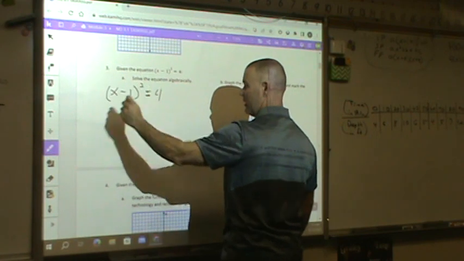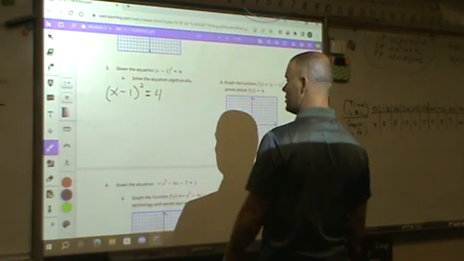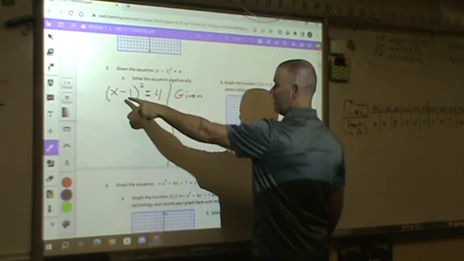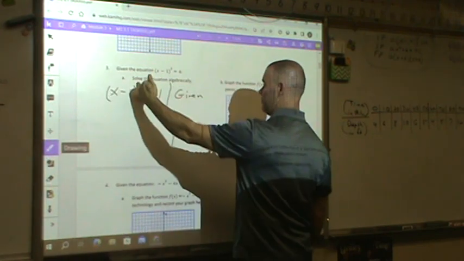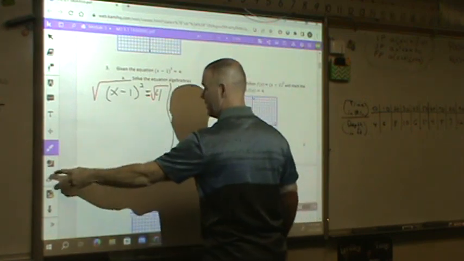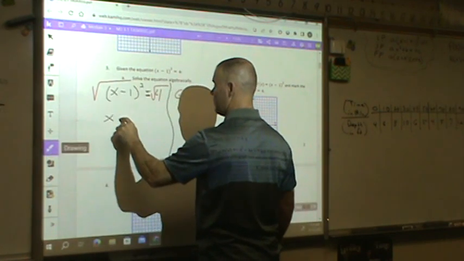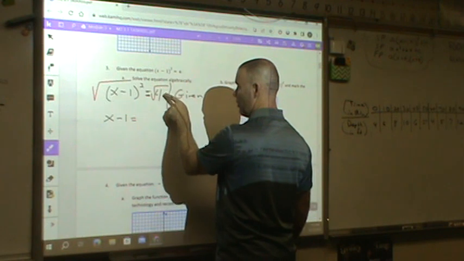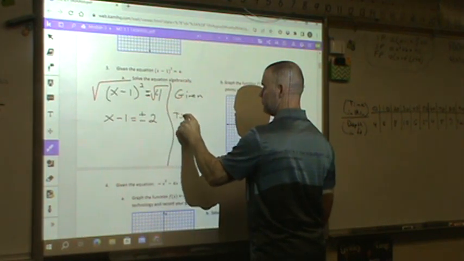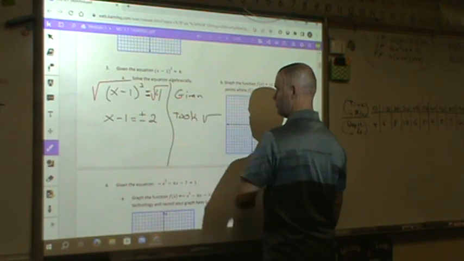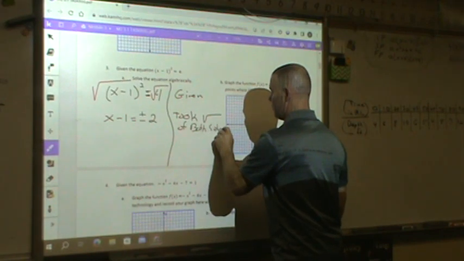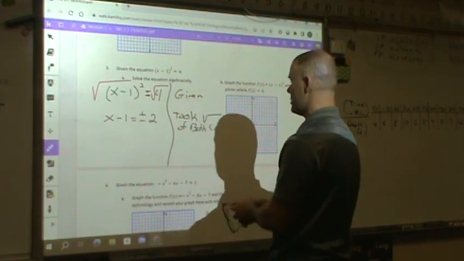You would agree if I could get rid of the exponent, I could add 1 to both sides and I'd solve, right? Well, I'm given this. So I want to do something to get to a next statement. What am I going to do? I'm going to take the square root of both sides. So my next statement is going to be x minus 1 equals the square root of 4, which is plus or minus 2. So what did I do? I took the square root of both sides. That's important because when you solve problems, you have to do the same thing to both sides, right?